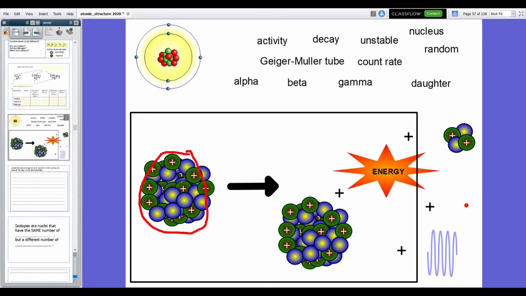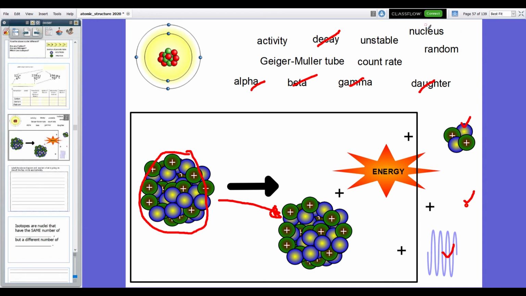And we have a parent nuclei. The parent nuclei decays into a daughter nuclei. And when it decays, it emits perhaps one of these things, or a mixture of them: alpha, beta, and gamma radiation.